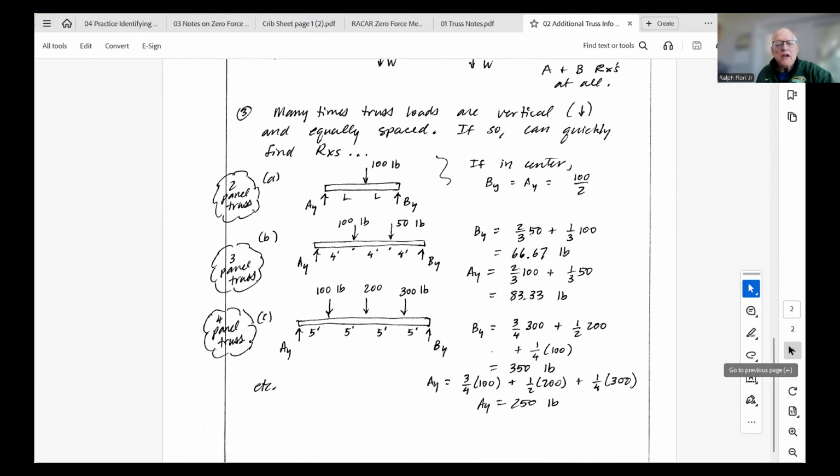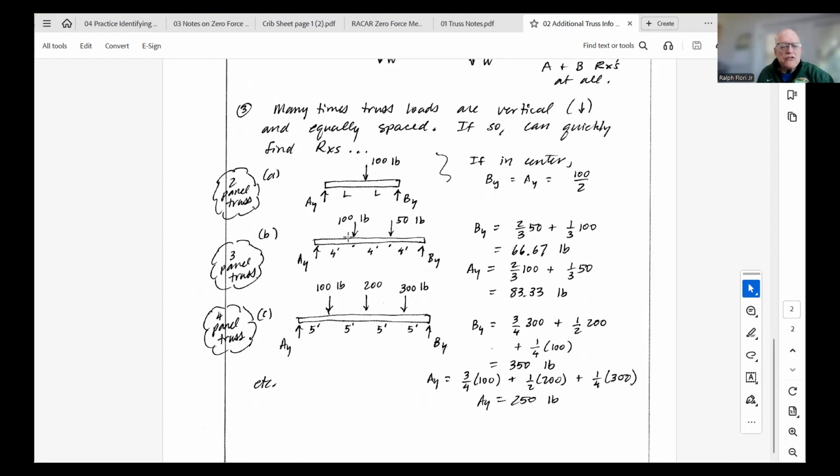This is another trick. So if you are finding support reactions, and if the truss is divided up into equally spaced panels, and the loads are applied basically at equal spacing, then to find the support reactions, there's some tricks you can use. For example, if a truss has a single load in the middle, then what's AY? What's BY? Well, if we got one load in the middle, AY is going to carry half of the 100, BY is going to carry half, and so each of them is 50. You can write a moment equation to prove that, but basically you can tell by looking.